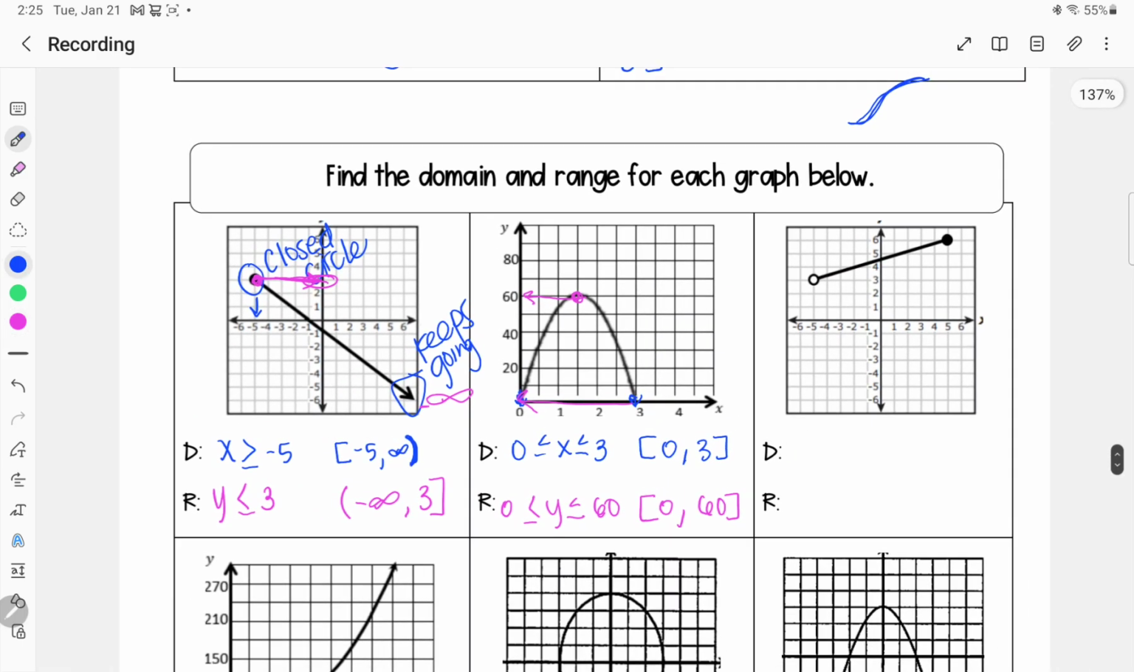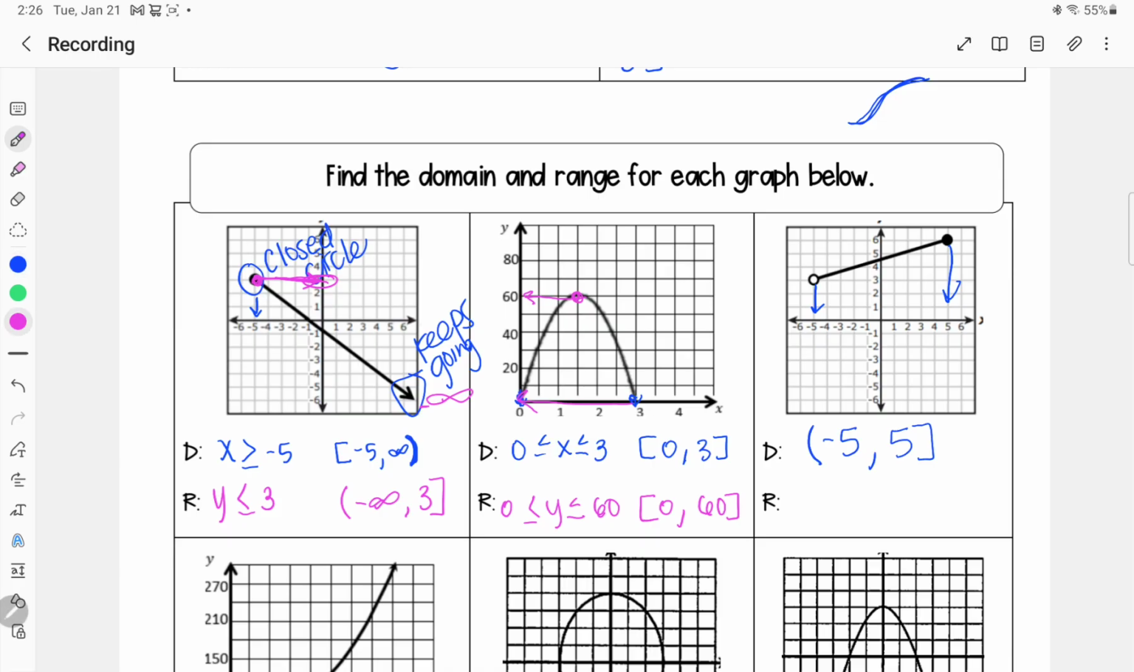All right, on this one, again, here's my domain. So it goes from -5 to +5. So since it's an open circle, it's an open bracket or just a parenthesis, and it has a closed circle here, so it ends at 5. And this means that closed bracket, or whatever you want to call it, means that it includes 5 as well.